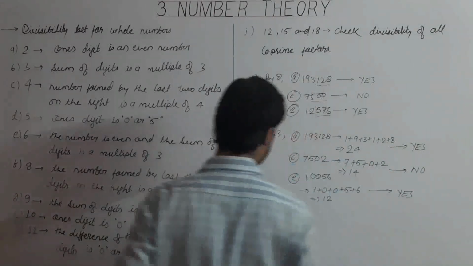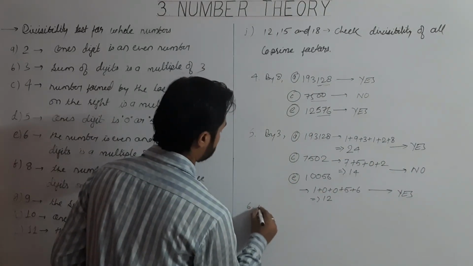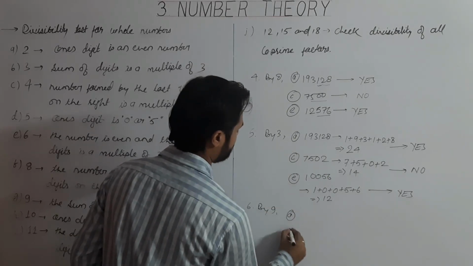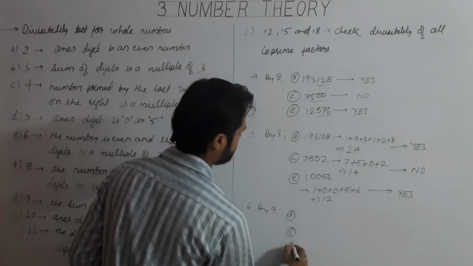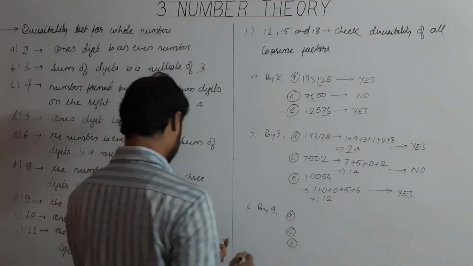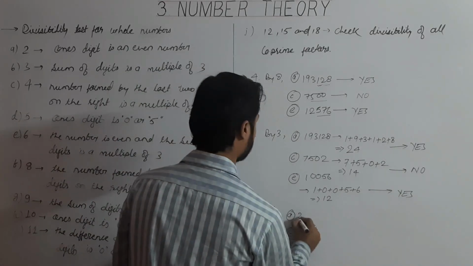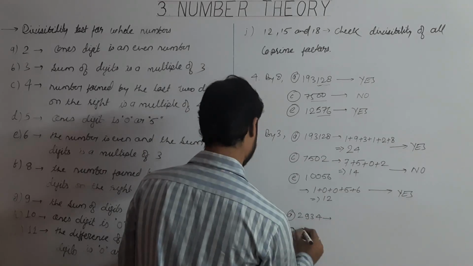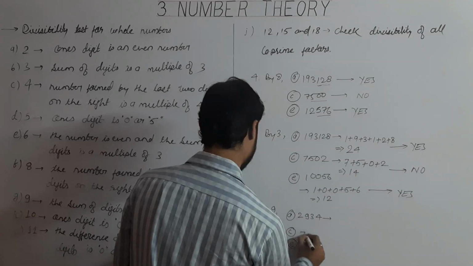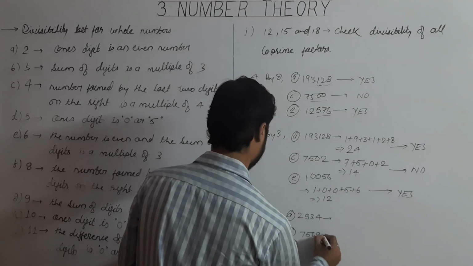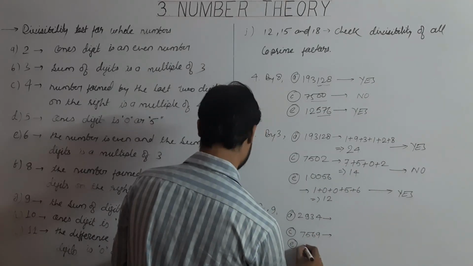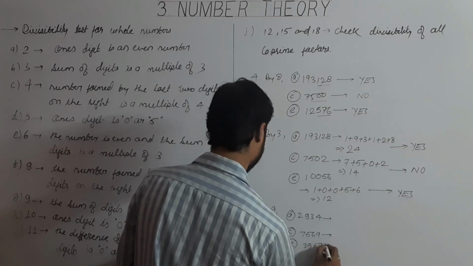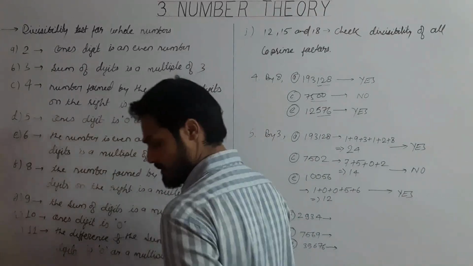Next, question 6. We have to check divisibility of given numbers by 9. Part A, part C and part E. First number is 2, 9, 3, 4. Second number 7, 5, 6, 9. And third number is 3, 5, 6, 7, 6.